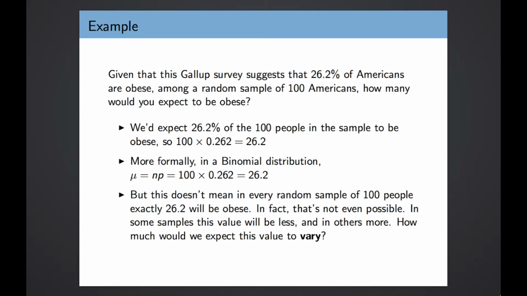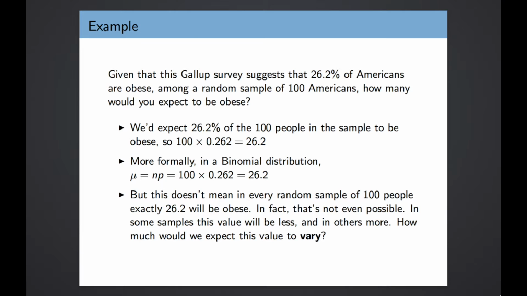Well, if 26.2% of the population is obese, our best guess is that 26.2% of a sample will also be obese. So 26.2% of a sample of 100 people is 26.2. More formally, what this means in a binomial distribution is that the mean of the distribution is equal to N times P. So the number of trials times the probability of success in a given trial. 100 times 0.262 is equal to 26.2.